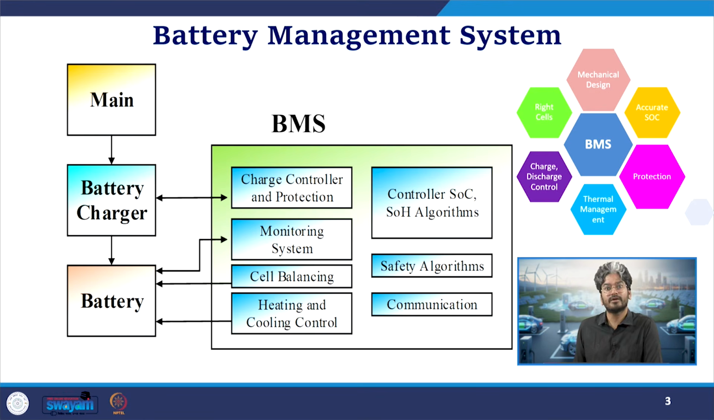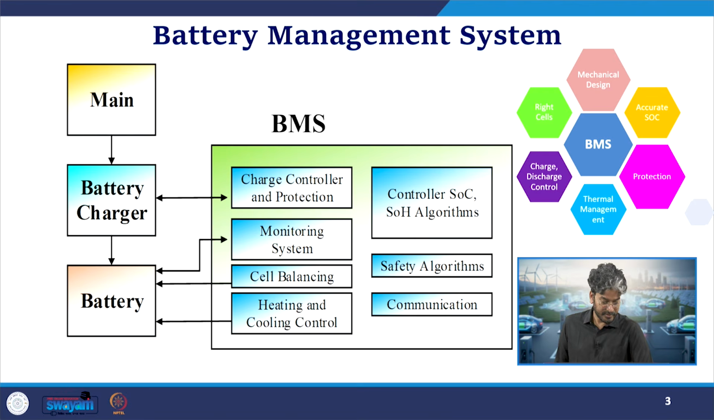Based on the voltage requirement, we connect n number of cells in series, and based on the capacity requirement we decide how many cells will be in parallel, and in turn we develop the battery pack. We have also understood the importance of cell balancing, why it is required, so that uniform charging and discharging is obtained among all the cells present inside the battery bank.